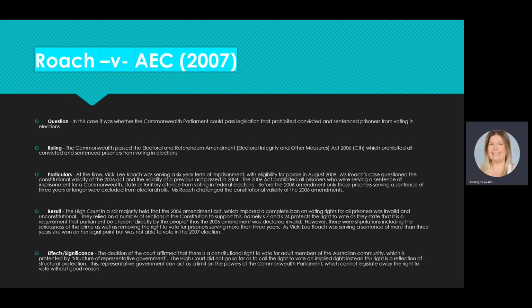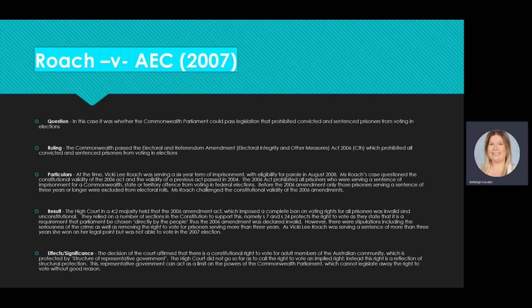Ms. Roach's case questioned the constitutional validity of the 2006 Act and the validity of further legislation passed in 2004. The 2006 Act prohibited all prisoners who were serving a sentence of imprisonment for a Commonwealth, state or territory offence from voting in federal elections. Before the 2006 amendment, only prisoners serving a sentence of 3 years or longer were excluded from electoral rolls. Ms. Roach challenged the constitutional validity of this 2006 amendment.